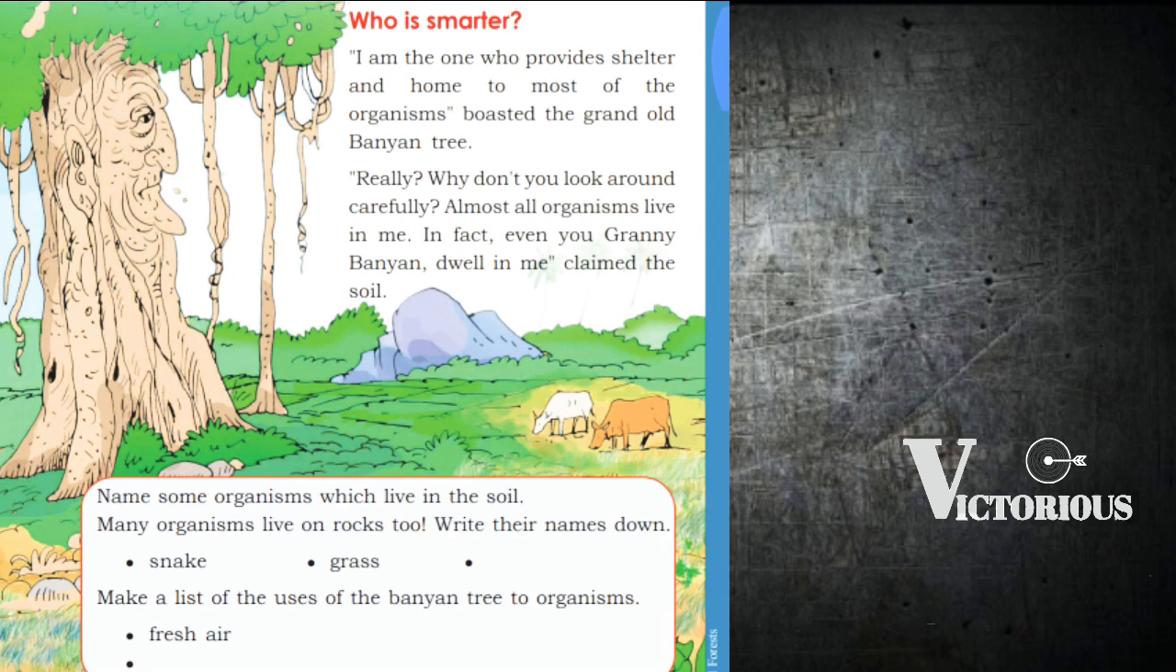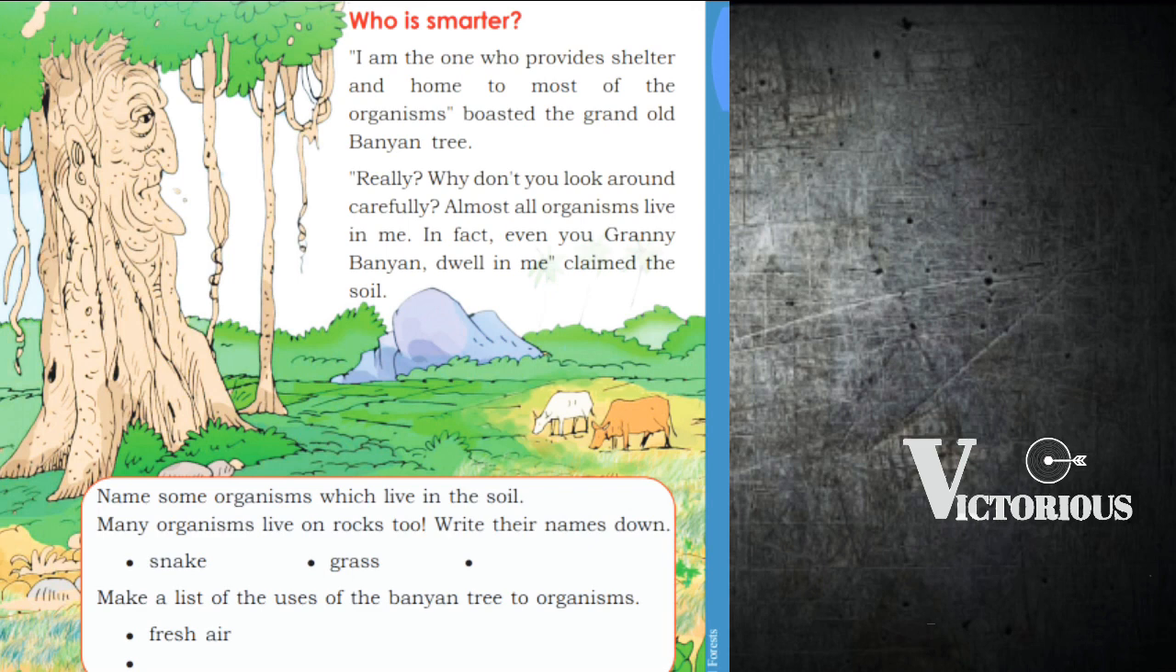This is the first assignment for you today. Name some organisms which live in the soil. Many organisms live on rocks too, right? So write their names down. For example, two examples are there. First one is snake. We can see snakes in the holes of rocks and soils, right? And also grasses. Can you see grasses on the soil? A number of other things we can see. So you have to write down their names.